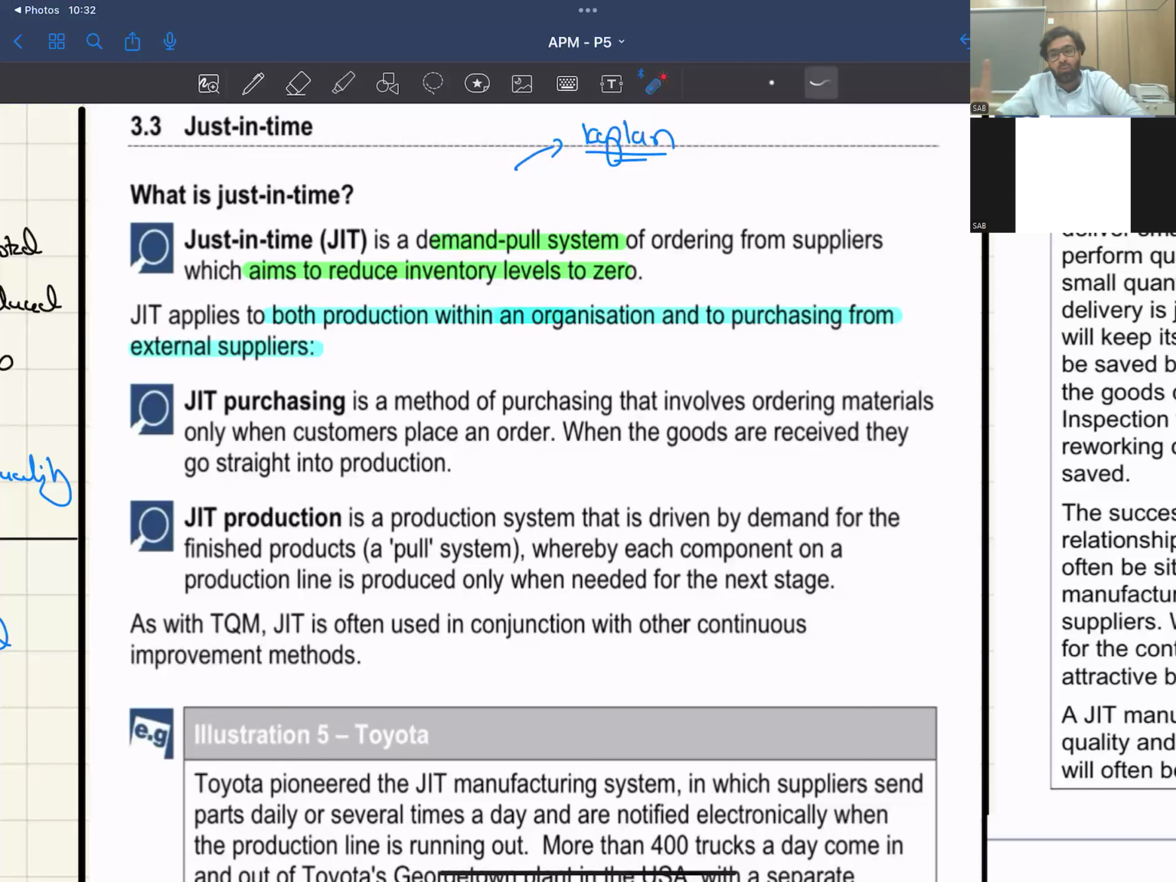We'll order the material, but only once we have got the order. And then when we receive the goods, I'll put them into production.